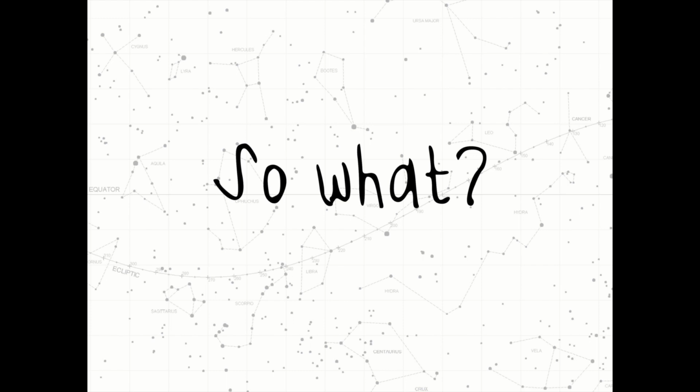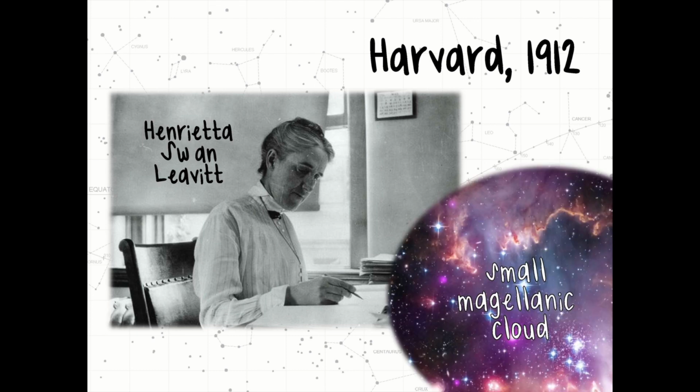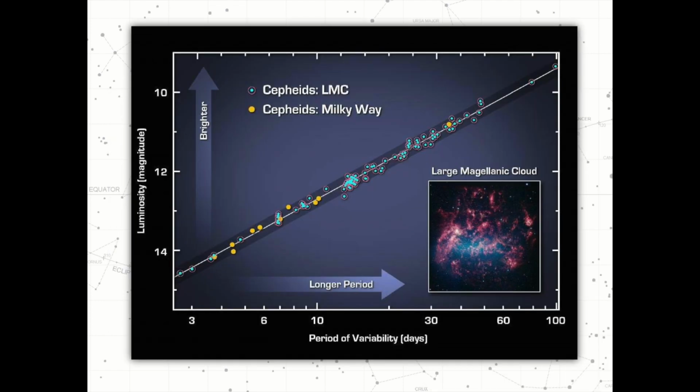Well, an amazing discovery was made by Harvard computer and astronomer Henrietta Leavitt when she was studying Cepheid variable stars in the Small Magellanic Cloud. Leavitt discovered a relationship between the period and luminosity of a Cepheid. Brighter stars had longer periods, and fainter stars had shorter periods. This discovery of the period-luminosity relationship allowed astronomers to measure distances across the universe.